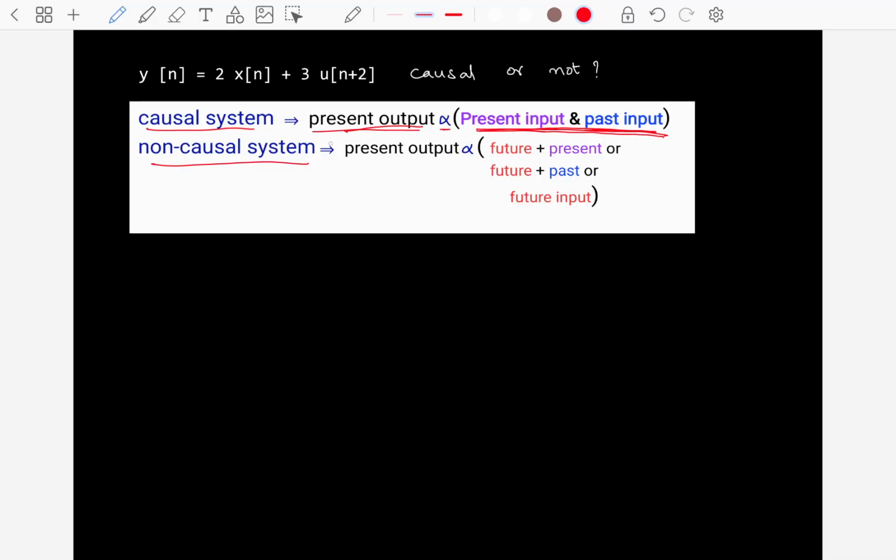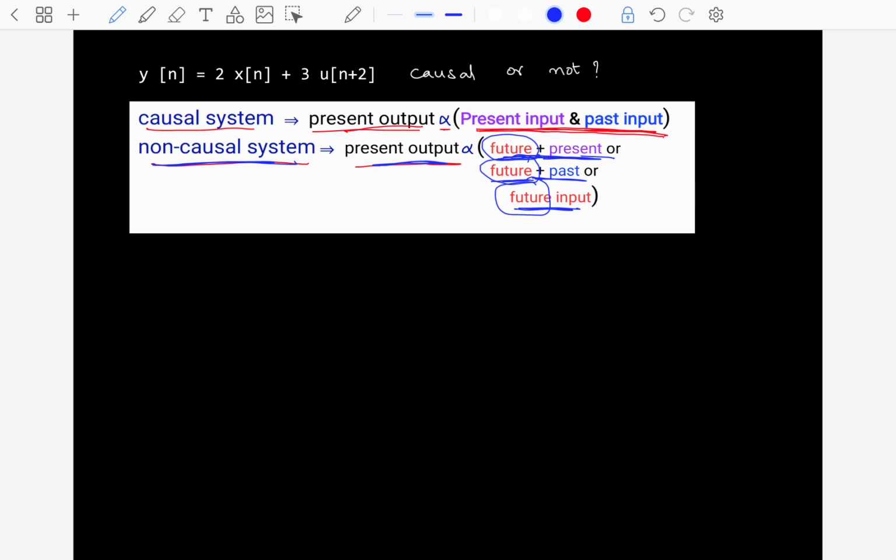Non-causal system: the present output is a function of future input plus present input, or future input plus past input, or only future input. Then that system is called a non-causal system. Meaning the present output must depend on the future input, then that system is called a non-causal system.